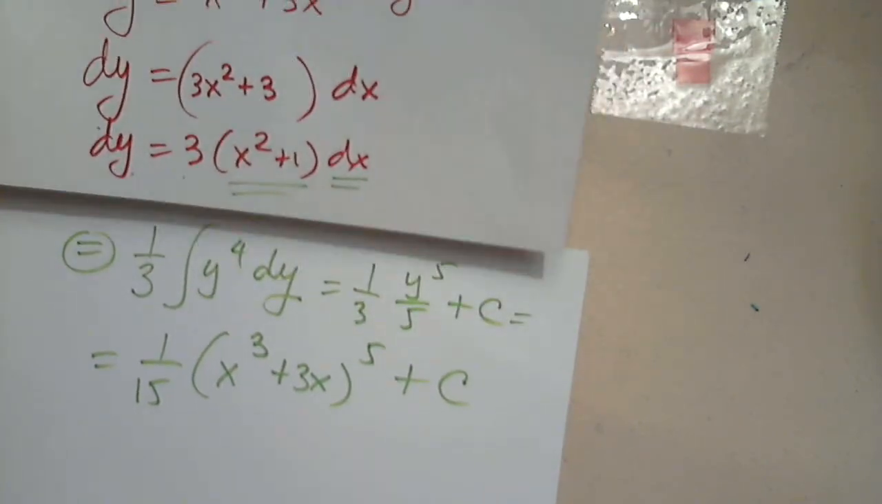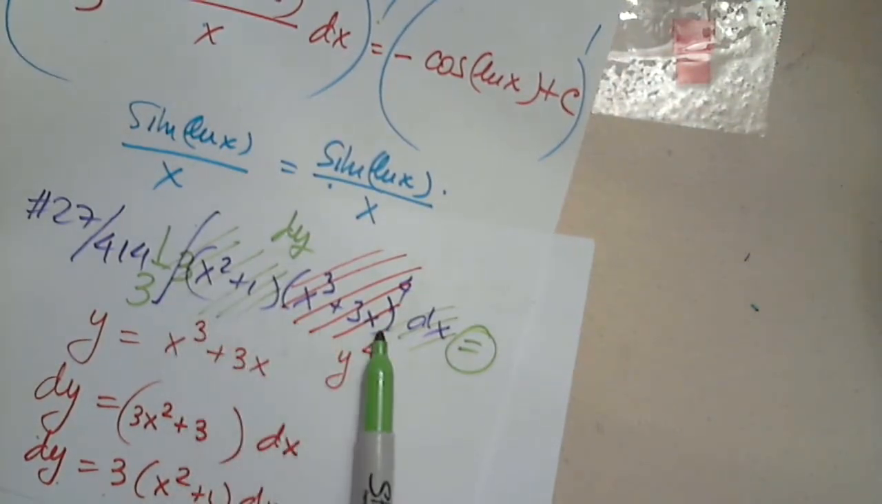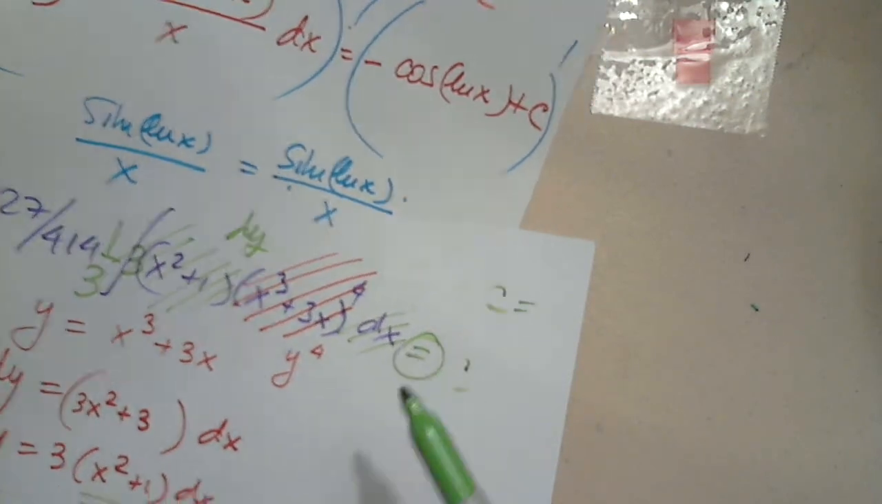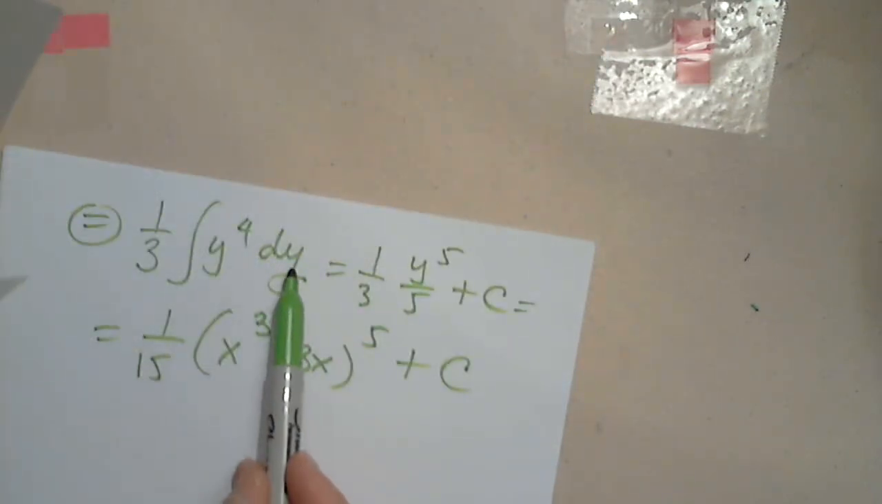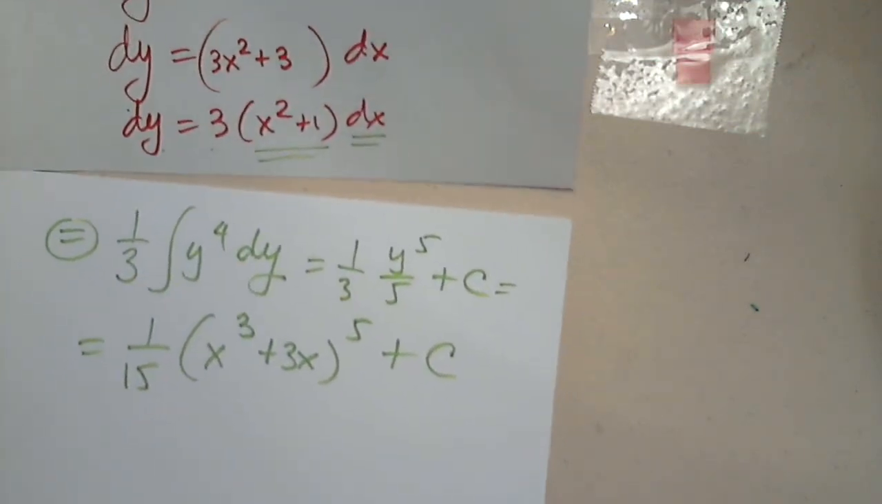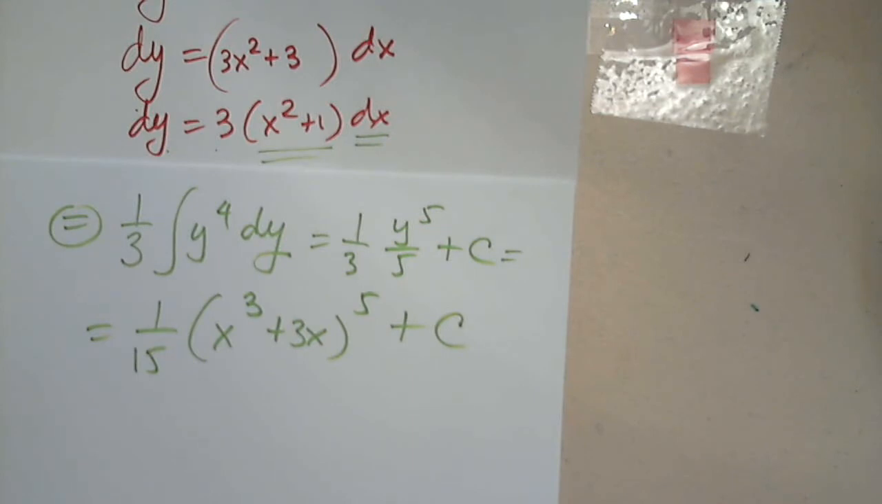So notice one thing. If the function has x, I have dx. If the function has y, I have to have dy. I can't have a combo of x and y in the same problem. Any questions before we choose the next one? Where did the 1/15 come from?